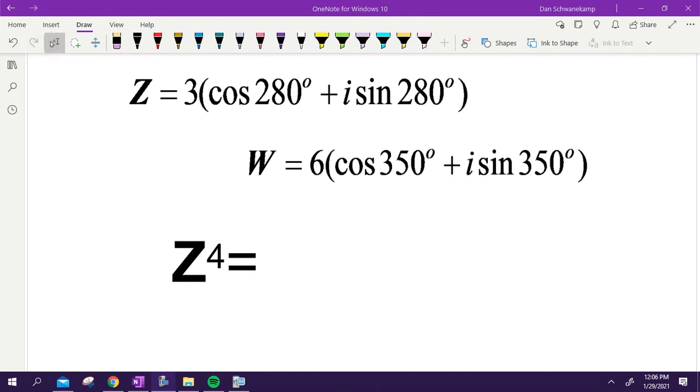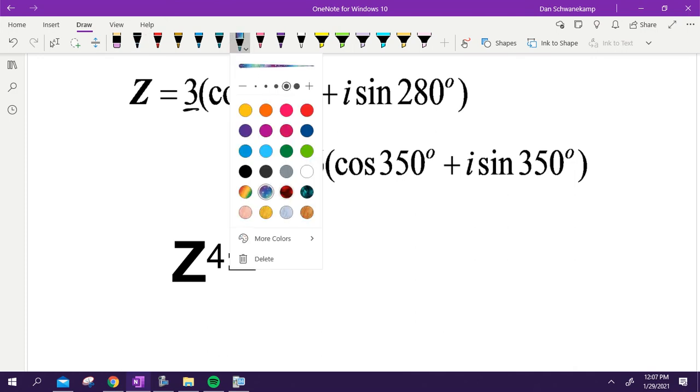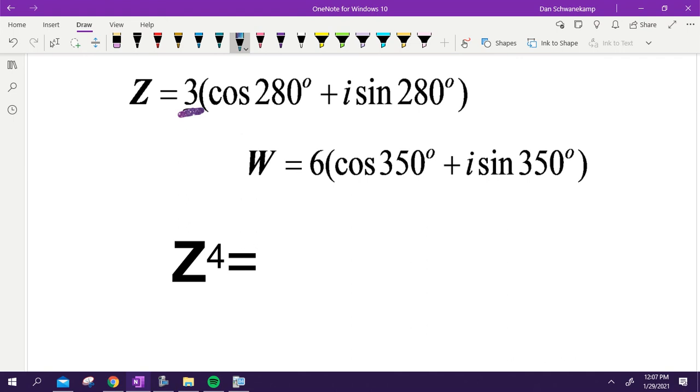And we're going z to the fourth. What do I need to do with my z if I'm doing z to the fourth? Take it to the fourth power. So 3 to the fourth power would get me 81. And then it is cosine of my angle. What am I doing with this angle if it's to the fourth power? Times 4. 280 times 4 would be 1120.